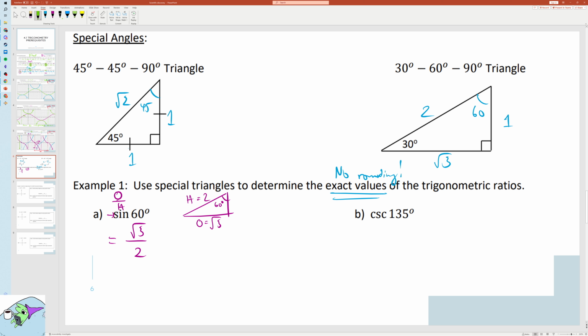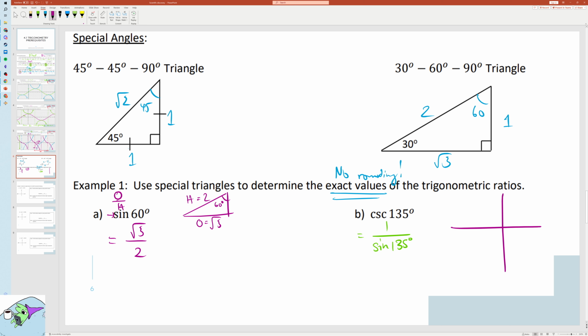Let's beef up the example by quite a bit. What if we're asking for cosecant of 135? So first we see a cosecant. We're like, we don't have a cosecant button. Let's kind of switch things around. Cosecant is actually 1 over sine. So 1 over sine 135. Now, the other issue is that this 135 does not really play nice.